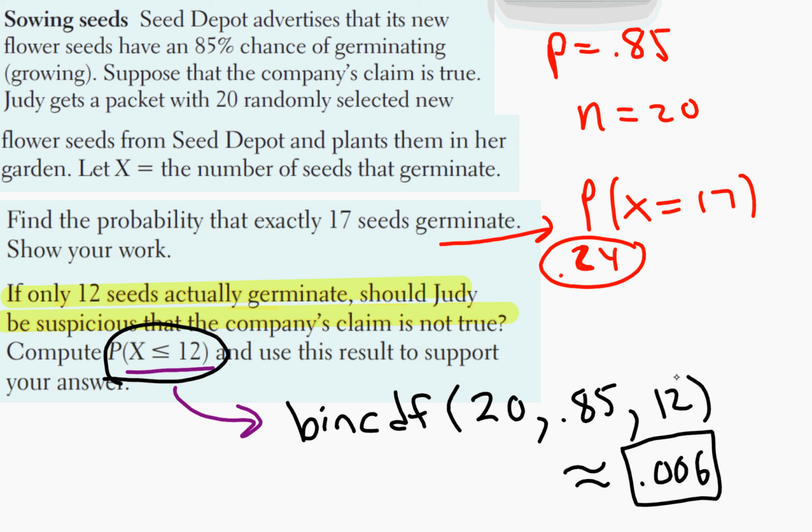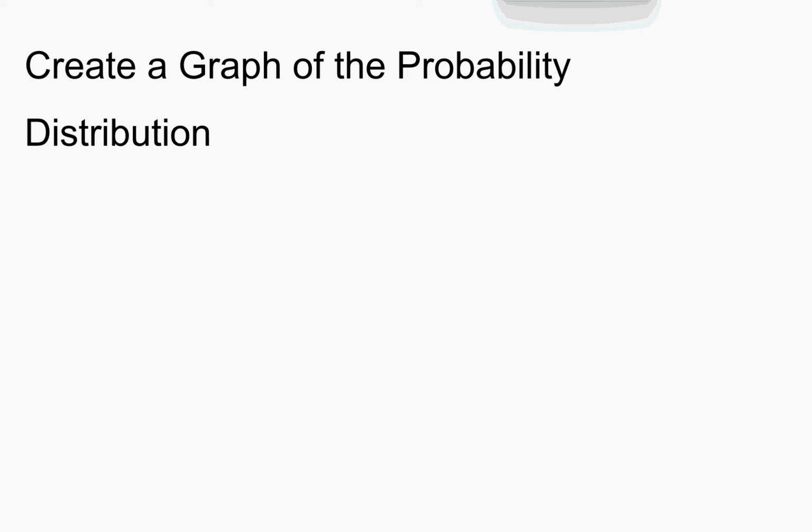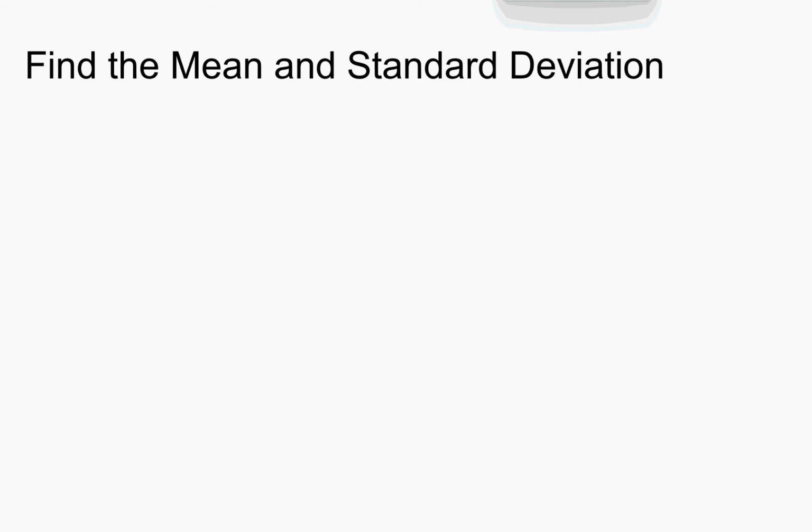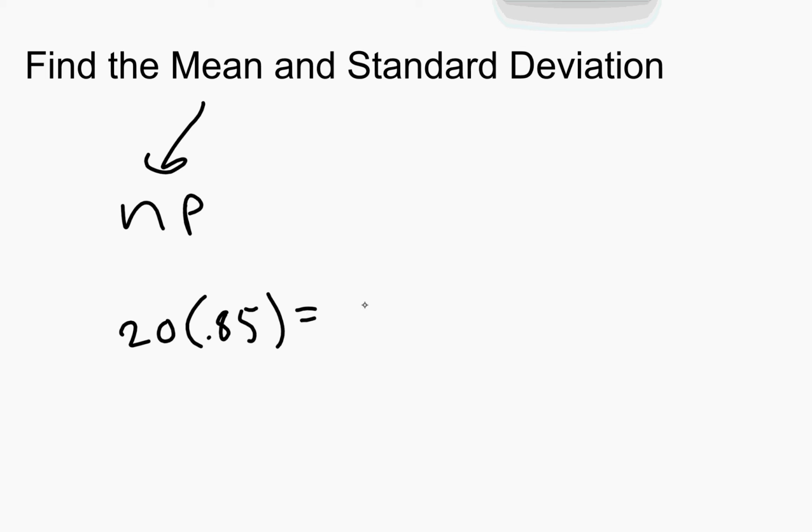Let's go. We could do a couple other things here. We can create a probability graph of this distribution. We'll do that in a second, and we can also find the mean and standard deviation. Let's just do that real quick. It's going to be n times p. So there were 20 seeds, and 0.85, 85% of them germinate. Okay, so if we do the math on that, 17, not surprising, I guess.